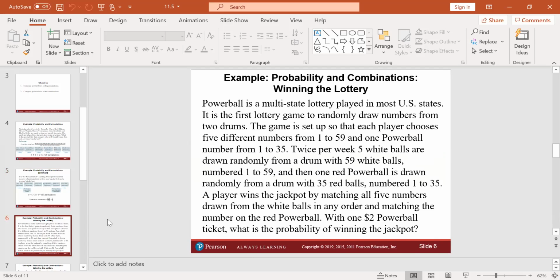Next up, now this one is going to be a little bit tougher, possibly. Powerball is a multi-state lottery played in most U.S. states. So here's what's interesting about Powerball. In fact, here's what's interesting about the lottery. In a way, you're kind of gambling. Remember, for the general lottery, you go and you pick some numbers that you think are going to win. You pay for a ticket.